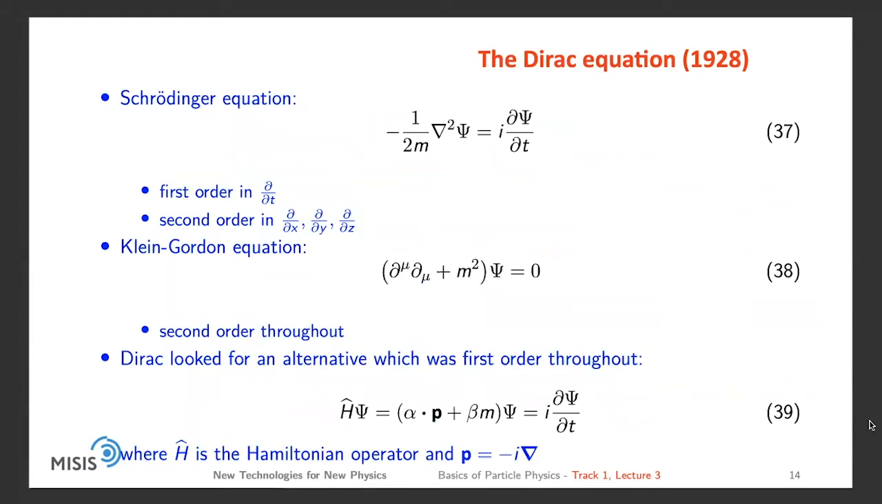So let's look back at the Schrödinger equation. As you can see, it has first order derivative in time and second order derivative in the coordinate. The Klein-Gordon equation has second order derivatives throughout. Now Dirac looked for an alternative which has first order derivatives throughout. So he was looking for the expression in terms of alpha times p plus beta m, acting on psi, equal to the derivative of psi over time. So in this case, p is a first order derivative in coordinate, and alpha and beta are some unknown coefficients which Dirac wanted to find.